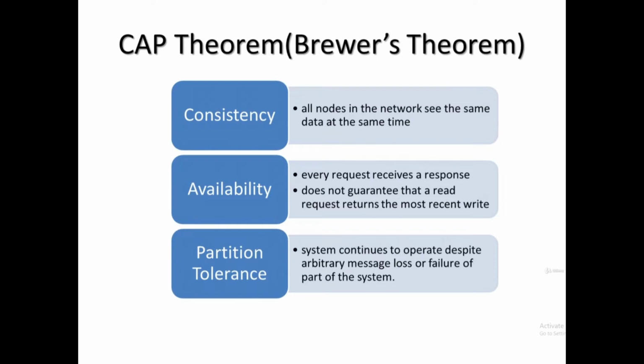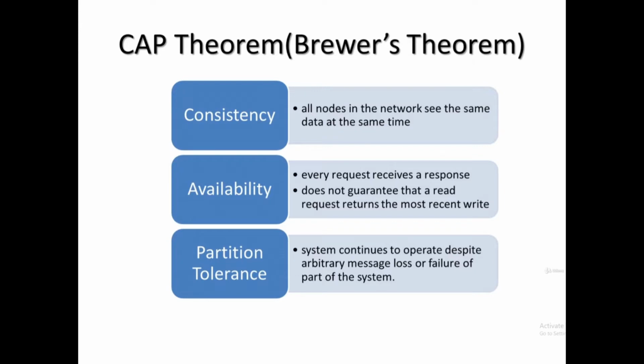Availability guarantees that every request receives a response even if one or more nodes of the system are down. However, it does not guarantee that a read request returns the most recent write. Partition tolerance guarantees that the system continues to function despite some message loss or failure of part of the system.